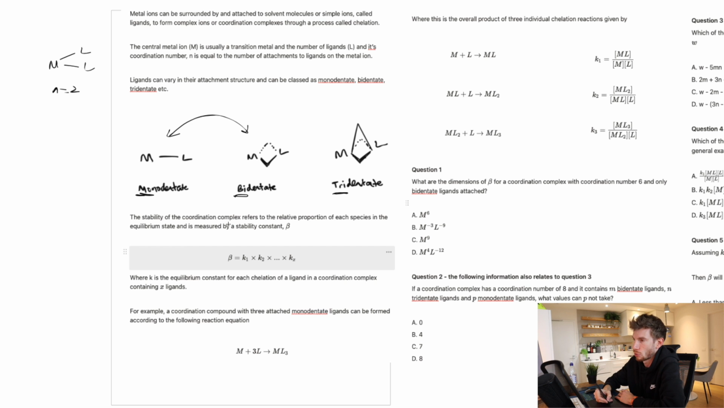The stability of the coordination complex refers to the relative proportion of each species in the equilibrium state, and it's measured by a stability constant beta, which is given by, and it's just the product of a bunch of equilibrium constants all the way up until the last one, where K is the equilibrium constant for each chelation of a ligand in a coordination complex containing X ligands.